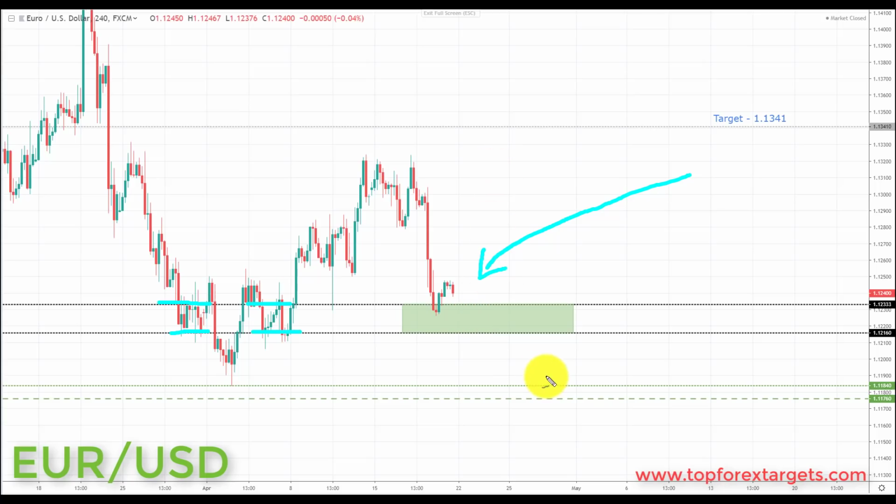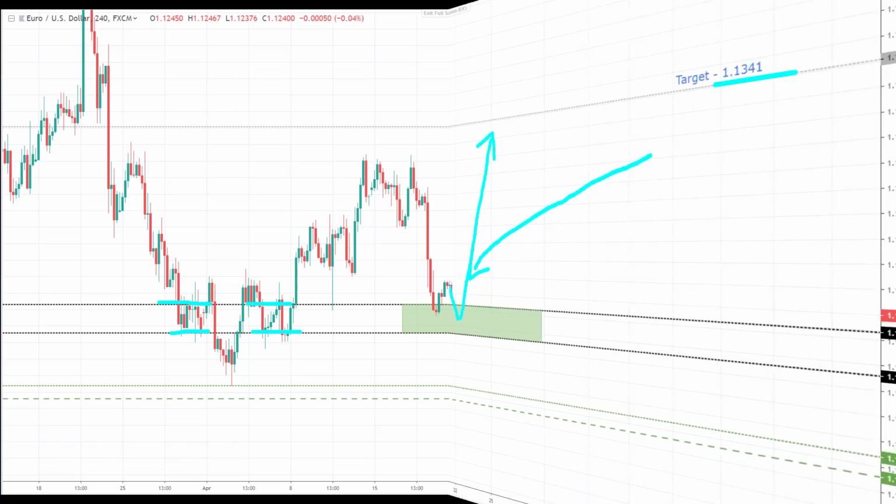So very simply put, the setup we'll be looking for going into next week, if we can get in this area, and we may come down for one more test, if we can get in this area the right kind of bullish formations and patterns, we're going to be looking at initiating longs up towards the next key of resistance to the upside and the target set at the 1.1341.